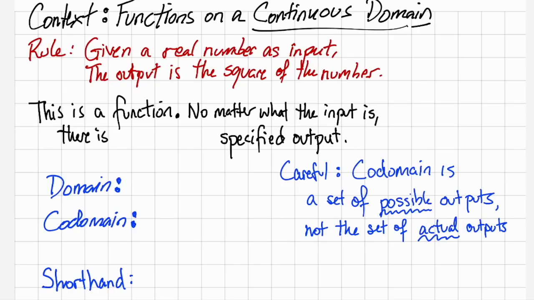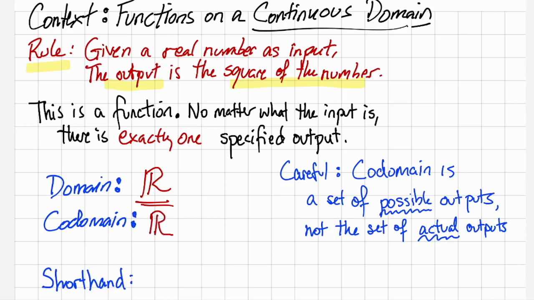The types of functions we're used to dealing with are functions where the domain is a continuous set. Here's an example of a rule. Given a real number as an input, we have as the output the square of the number. No matter what the input is, there is exactly one specified output. Well, what's the domain? The rule says we can have any real number as an input, so the domain is the set of all real numbers. And when you put a real number in, you're going to get a real number out.